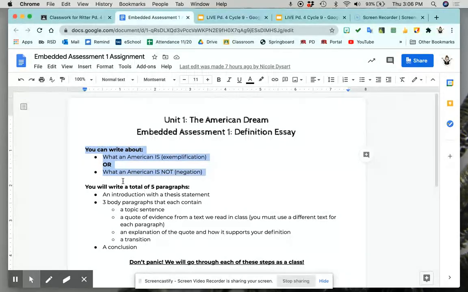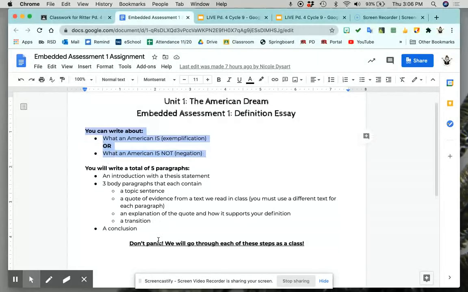You do not need to decide before doing any of the stuff we're doing today which of these you're going to use. That's more for when we actually start writing the paragraphs.